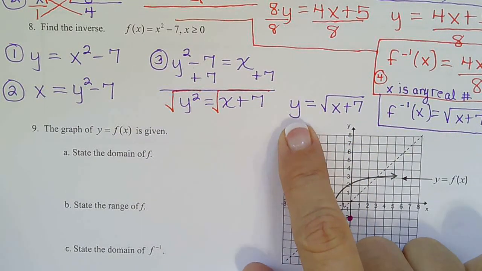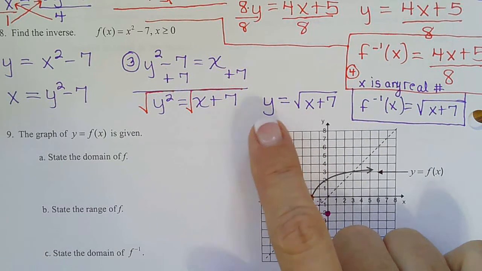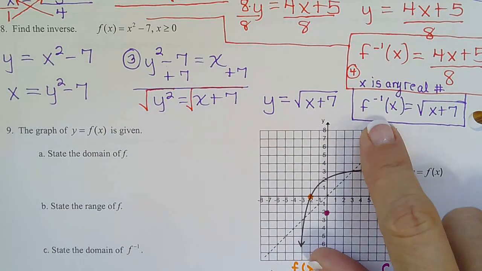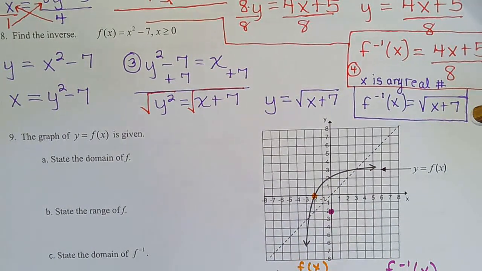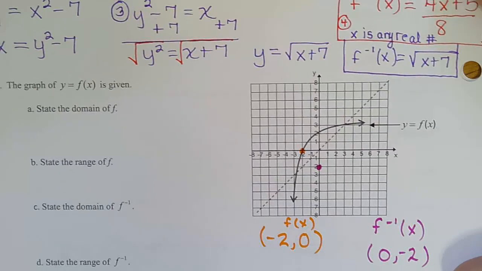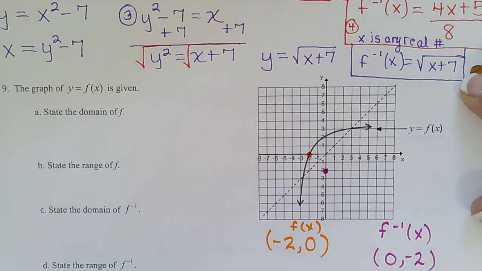So I tell the reader what I've just found. This is the inverse, so I label it as such. But now we do have a radical, so we have to do domain again. And like I said, I put this on the final, so this is good practice for the final.